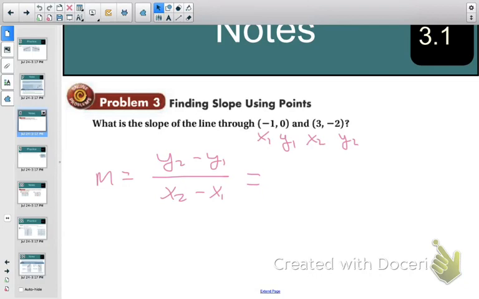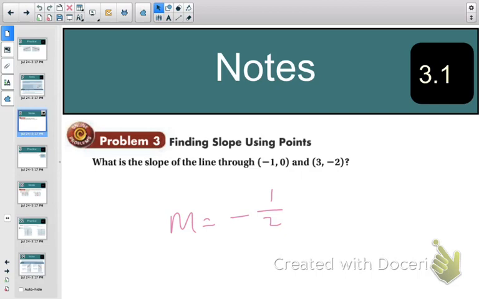Here we go. y2 is going to be negative 2, minus y1 is 0, over x2, which is 3, minus negative 1. This just gives us negative. Don't know if you got this, but this one was m equals negative 1/2.